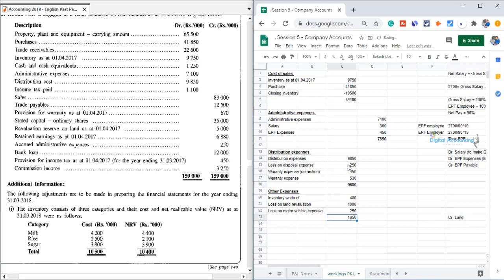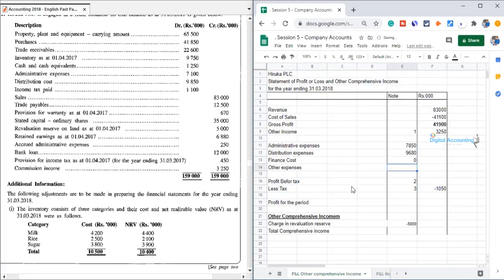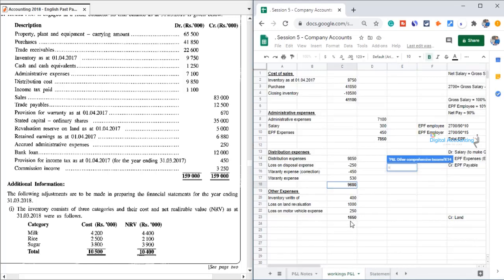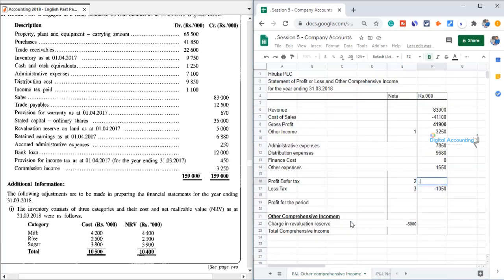Other expenses 1,650. And we don't have any finance cost here. Another expense will be 1,650. So we can calculate the profit before tax now. These all are minus figures. So 25,970 is a profit before tax.